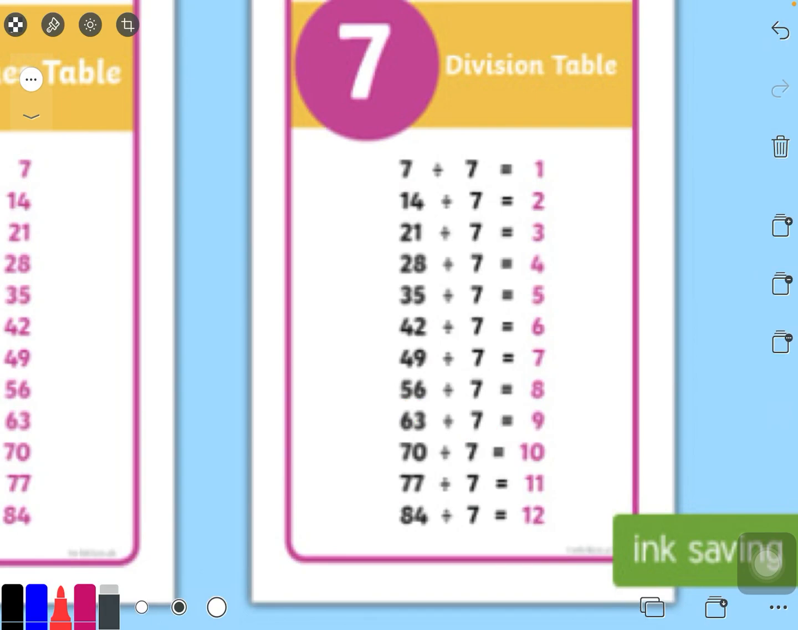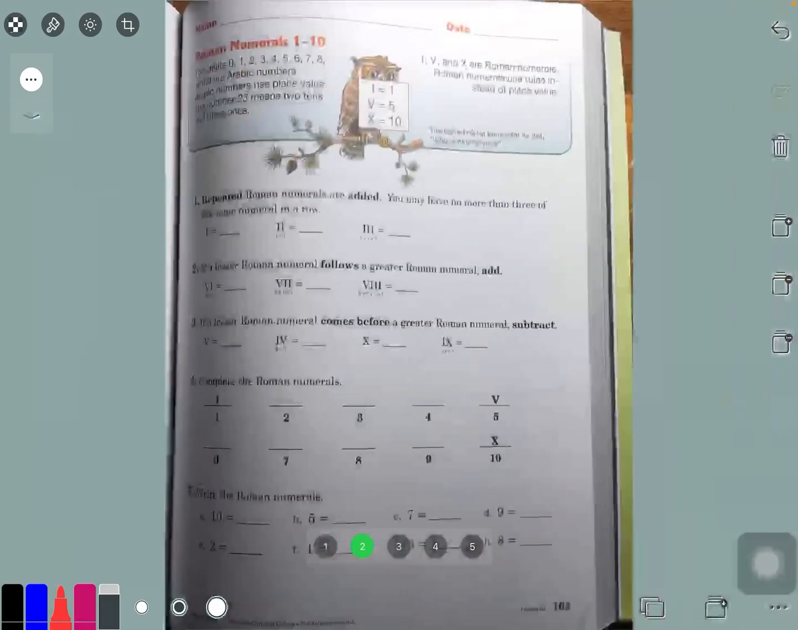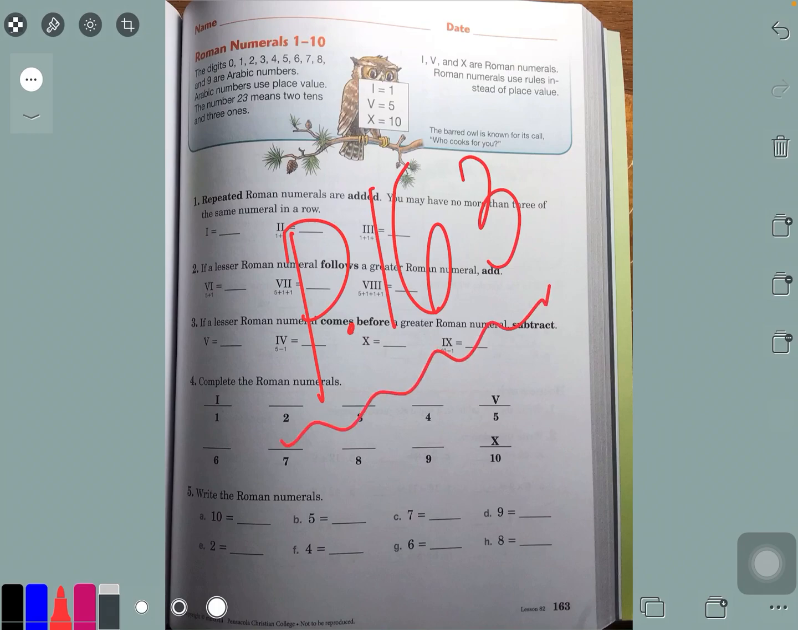All right, I'll try to sing this one more time before our lesson ends. Now, go ahead and grab your math books to page 163. We are looking at Roman numerals on page 163.